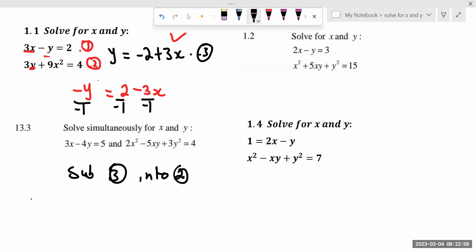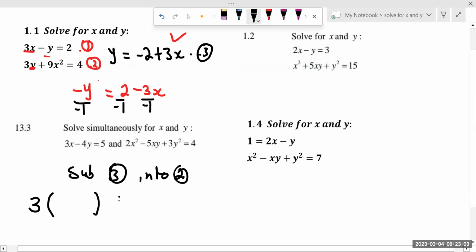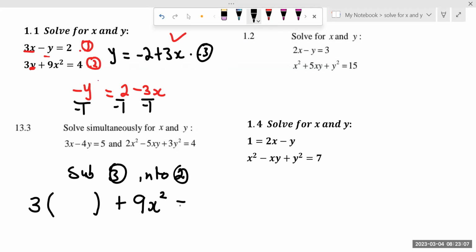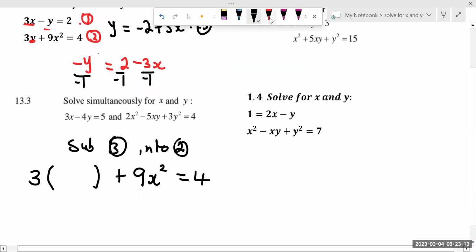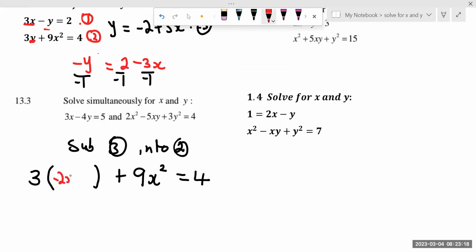It means we're going to have 3, and then we open a bracket to say this is where we're going to put our y. Okay? And then plus we have 9x squared is going to be equal to what? 4. Now we know what is our y. What is our y? It's -2x -2 only. Okay. So we shouldn't have this.